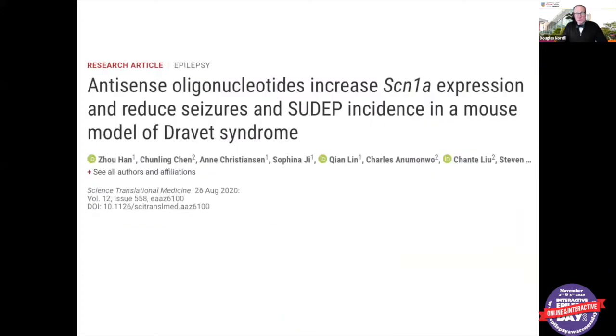But check this out. It goes even one step further to antisense oligonucleotides. So these are the so-called ASOs that we talked about.